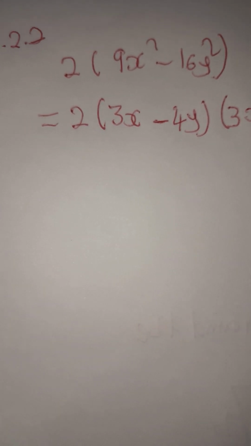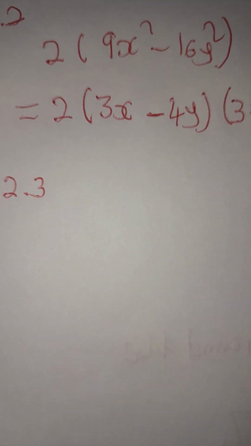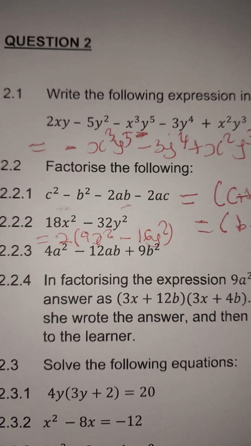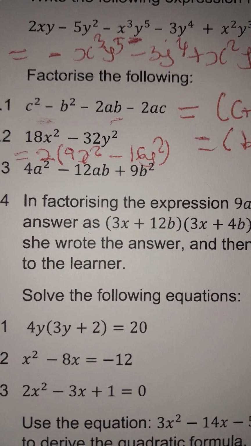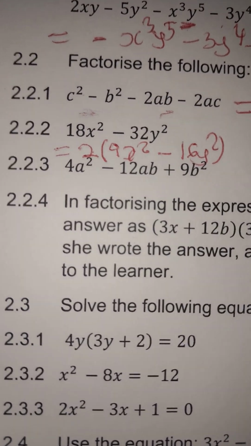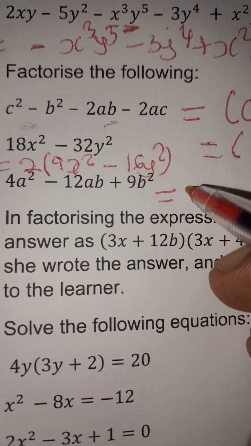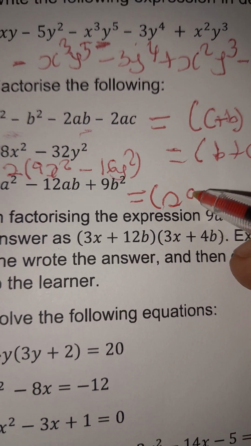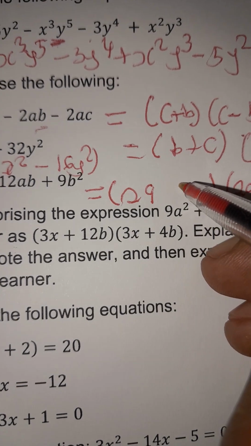Let's go to 2.2.3. Let's revisit 2.2.3. At 2.2.3, we are given a trinomial, right? So we need to factorize that trinomial, but it's quite easy to work with. Let's look at the factors of 4a squared. Factors of 4a squared, that will be 2a and 2a. Factors of 9, that will be 3.